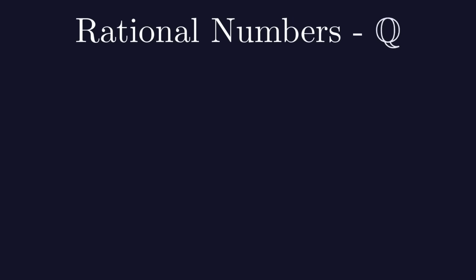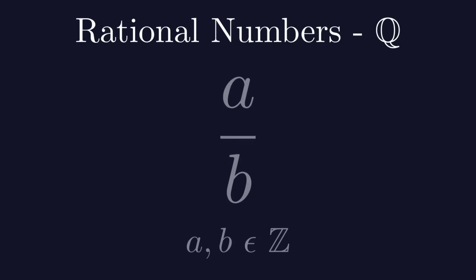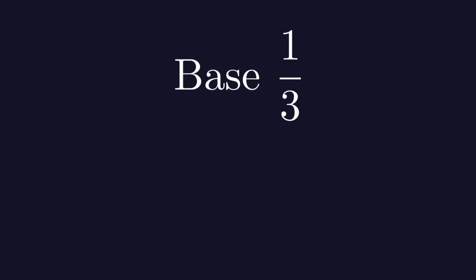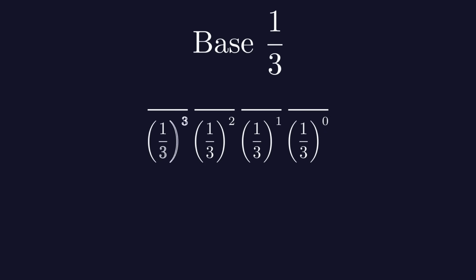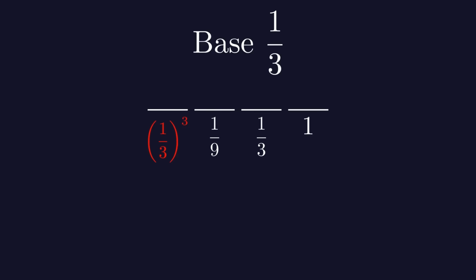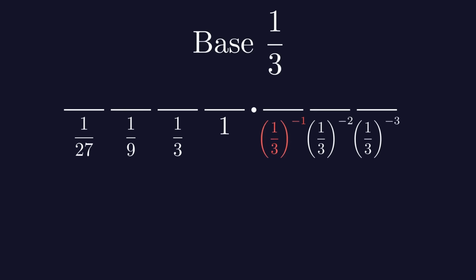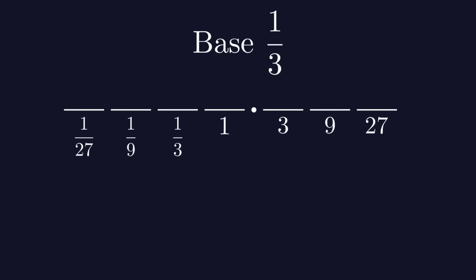After integers, we have rational numbers. Rational numbers are all fractions where the numerator and the denominator are integers. First, let's look at bases of form 1 over some integer n. For example, base 1/3. In this base, digits represent different powers of 1/3. That is 1, 1/3, 1/9, and so on. But if we write the decimal point, we get negative powers, which give us 3, 9, 27, and so on. All those values are just powers in base 3 but reversed.